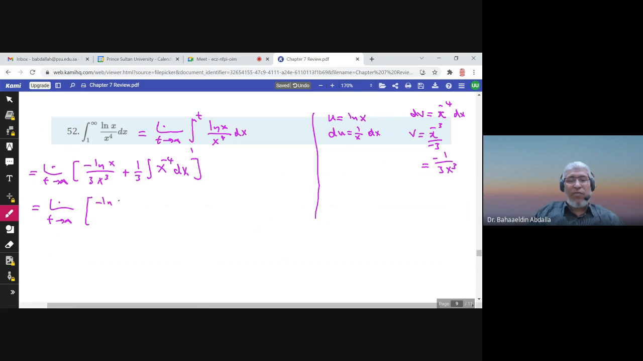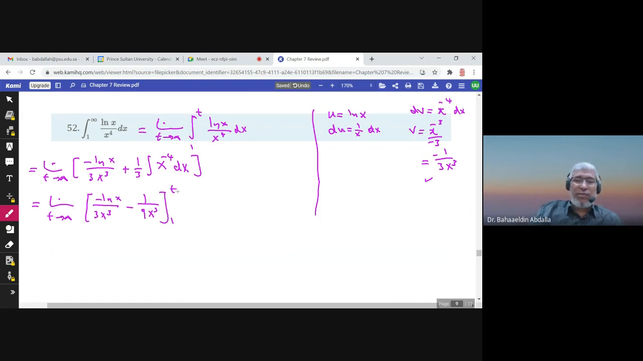Now negative ln x over 3x cubed plus, this is the integral of x to the power negative 4. Multiply by 1 over 3, so I will have negative 1 over 9x cubed. All of this should be from 1 to t.